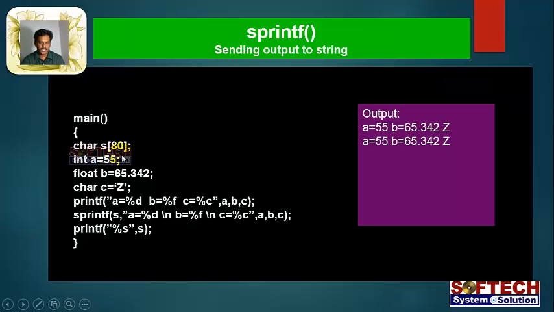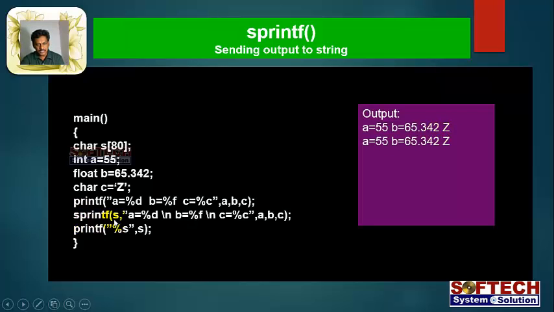Char s[80], int a equal to 50, float b equal to 65, char c equal to z. So for 4 types of variables we assign values. Printf a equal to %d, b equal to %f, c equal to %c. It displays the appropriate values on screen: a equal to 55, b equal to 65.34, c equal to z.